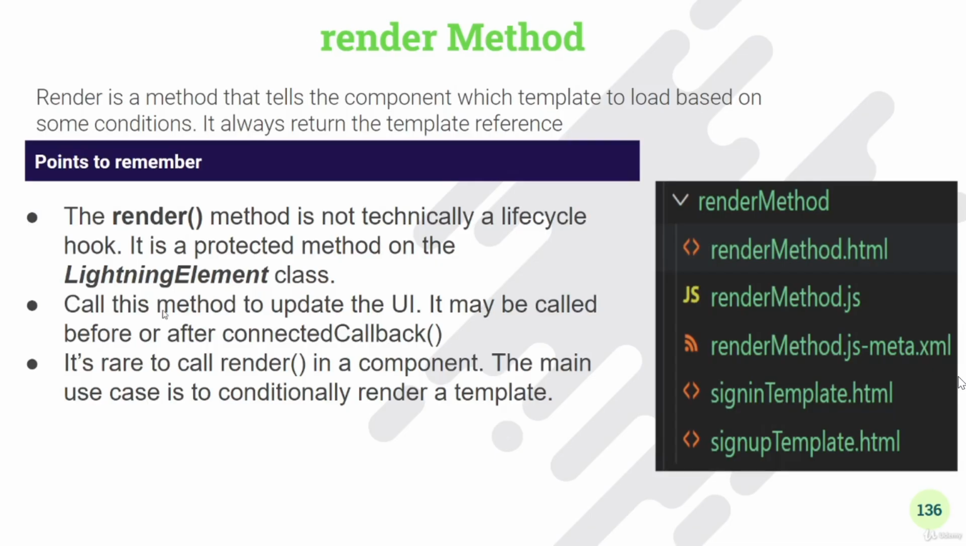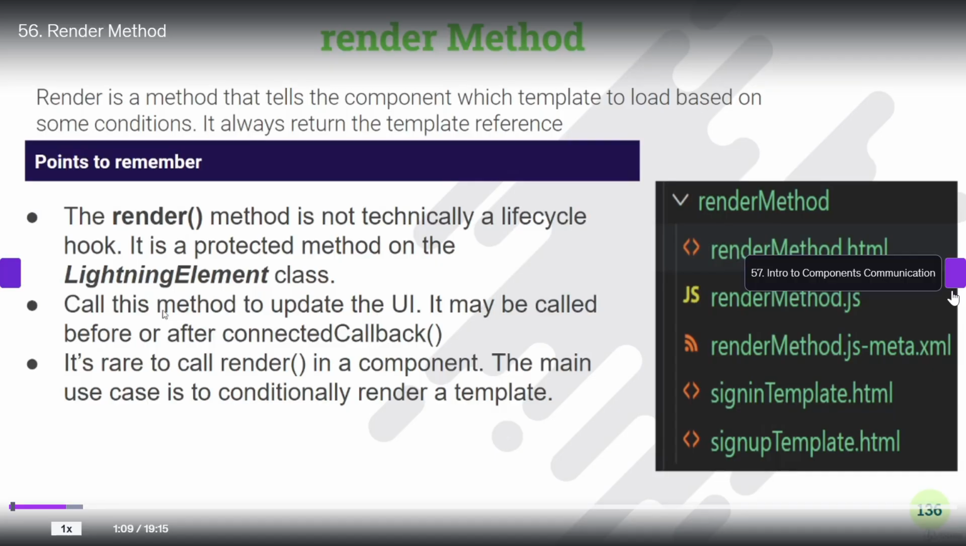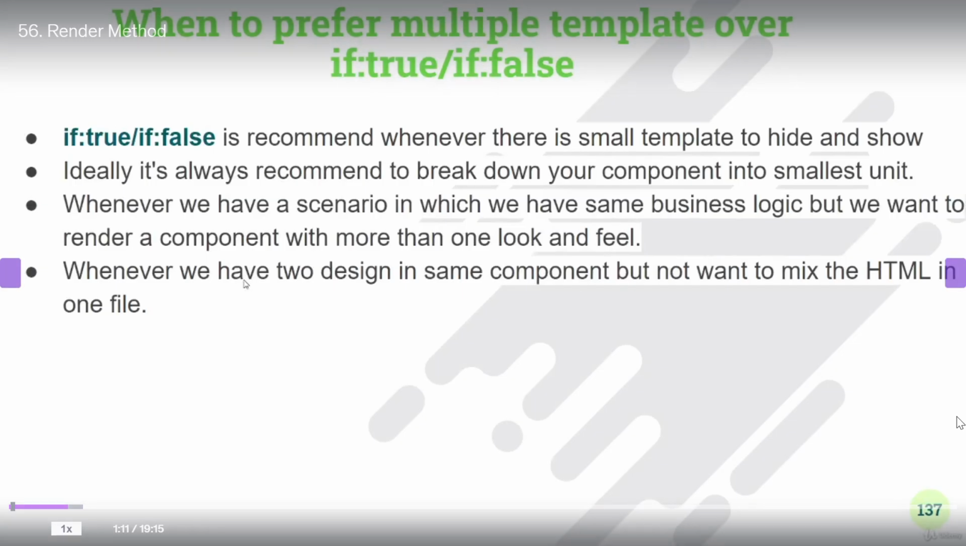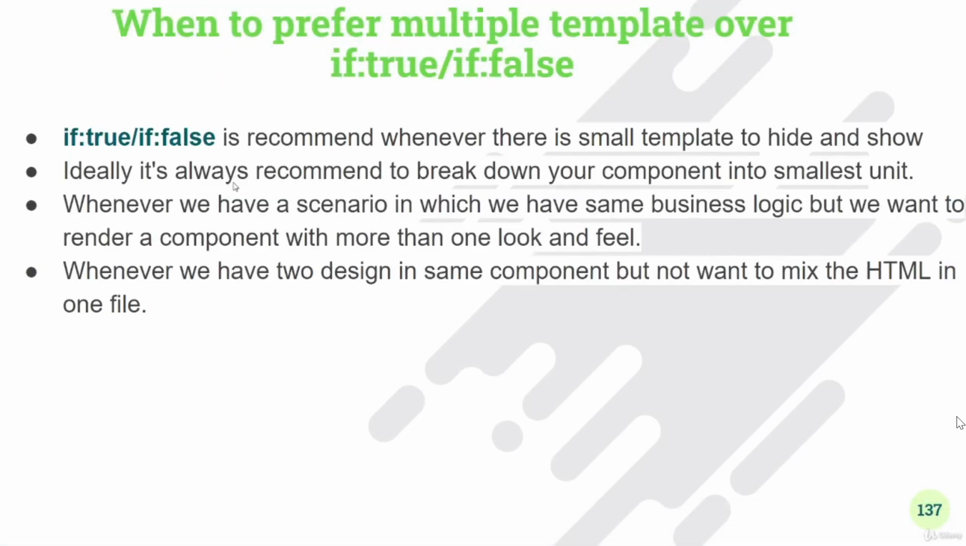Many people ask this question: if you already have the if:true and if:false directives to conditionally render the component, why do we need the render method? To answer that question, we have another slide. if:true and if:false are recommended when there is a small template to hide and show. Ideally, it's always recommended to break down your component into the smallest units. Whenever we have a scenario with the same business logic but we want to render the component with more than one look and feel, we go with the render method.